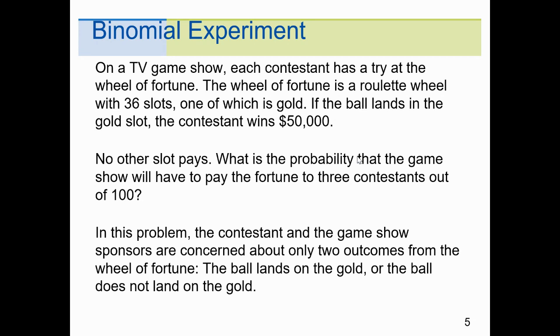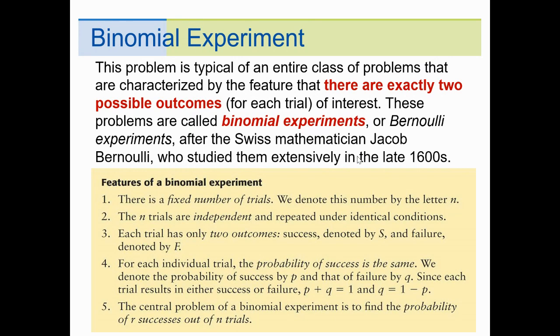In this problem, the contestant and the game show sponsors are concerned about only 2 outcomes of the Wheel of Fortune. The ball either lands in gold or the ball does not land in the gold slot. This problem is typical of an entire class of problems and is characterized by the feature that there are exactly 2 possible outcomes for each trial of interest. These problems are called binomial experiments, named after the Swiss mathematician Jacob Bernoulli.